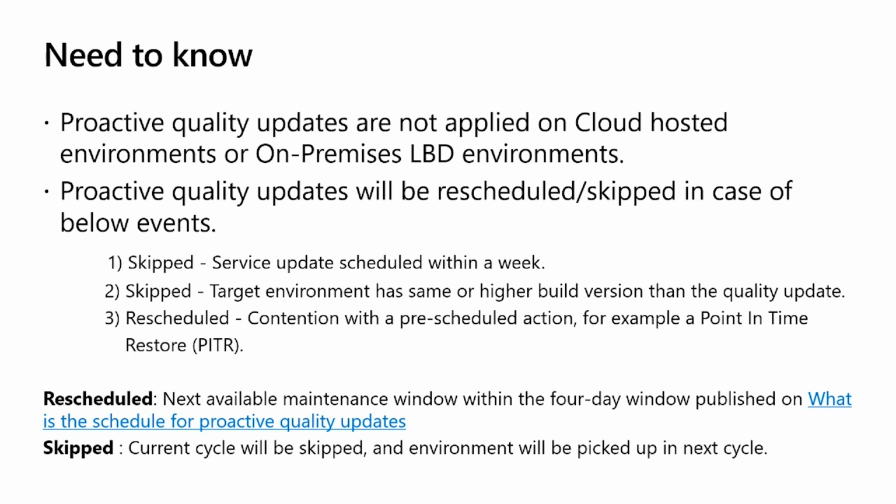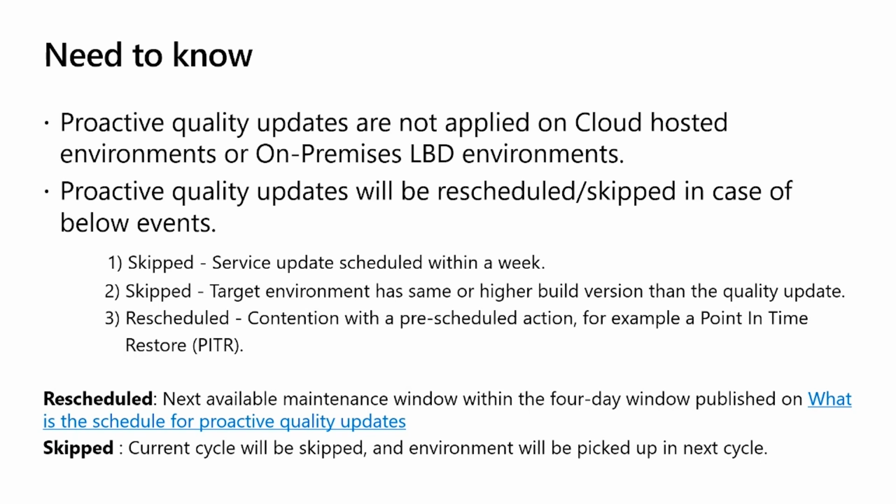So there are two scenarios where these updates can be skipped. First is if there is already a service update scheduled within a week on a target environment, we skip proactive quality updates. So service updates always take priority. Next is if we see that your target environment is on the same build as the proactive quality update or higher, then in that case also we skip these proactive quality updates.